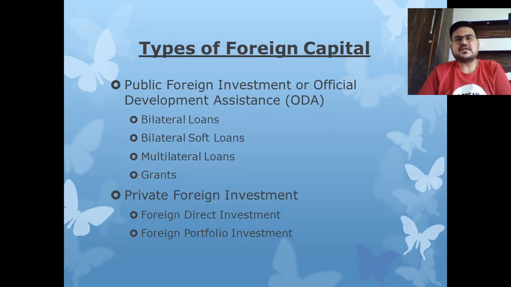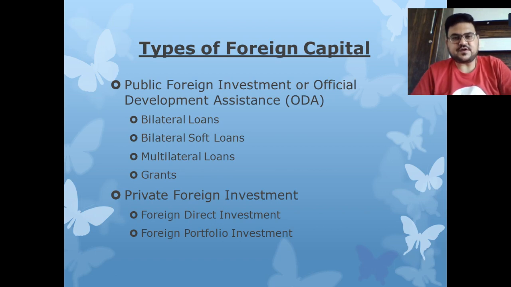What kind of foreign money do we get? What kind of foreign capital do we get? So public foreign investment or official development assistance. Here we get bilateral loans, we get bilateral soft loans, we get multilateral loans and grants. So bilateral loans is give and take of loans. Soft loans is without any mortgage. Multilateral loans is loans between many countries. Grants, which is free amount of money transferred. This comes under public foreign investment.